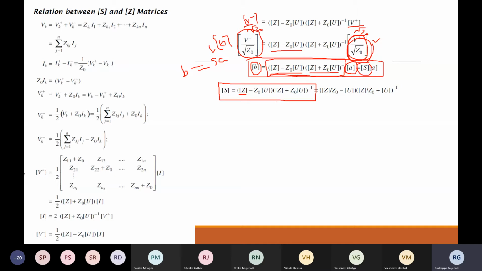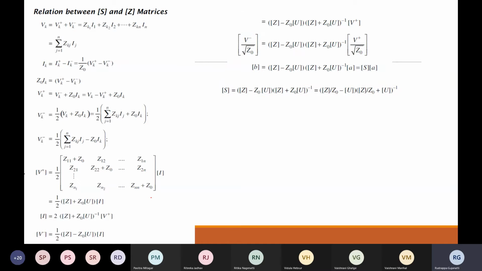So here we can take Z naught common in both. So since this is inverse, if it goes to the denominator, Z naught gets cancelled. And what we are left out is matrix Z divided by Z naught minus unitary matrix. That is this for this parameter. And for the inverse, it will be matrix Z divided by Z naught plus U, its inverse. So this is the relation between the S matrix and the characteristic impedance matrix. That is, sorry, the impedance matrix.